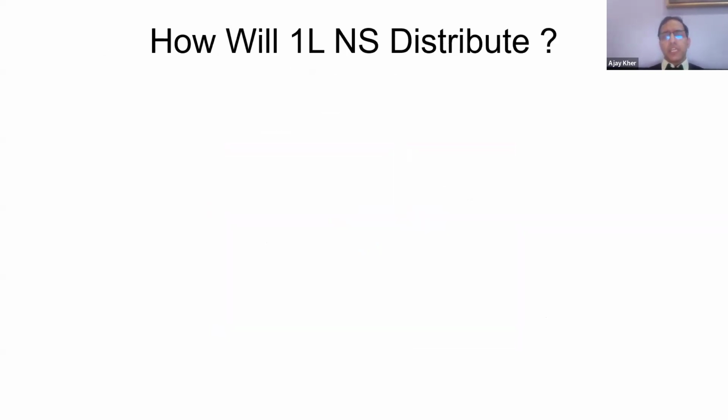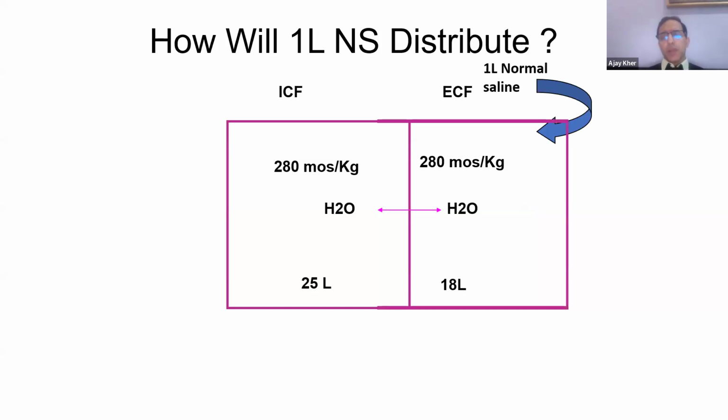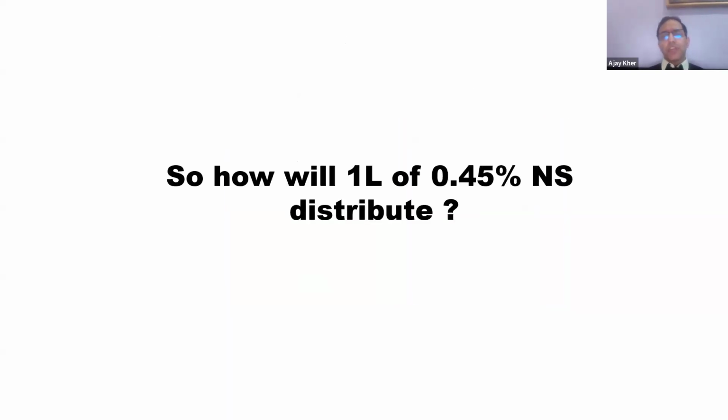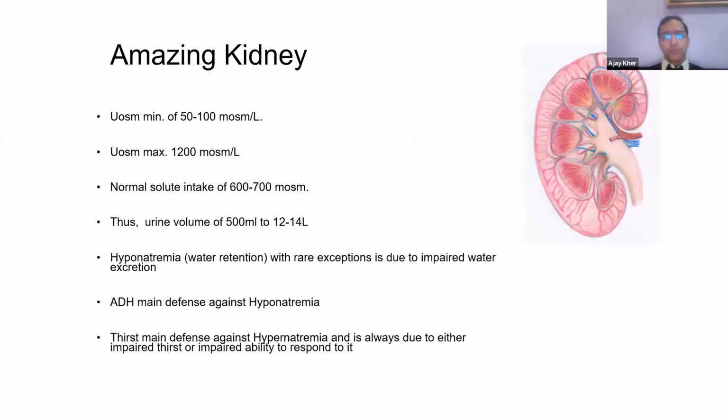Now if we give normal saline, this has salt in it, or sodium in it. So the sodium will restrict itself to the extracellular fluid, and so the expansion will be in the extracellular fluid compartment only. If we give half normal saline, we have to treat it as 500 ml of normal saline and 500 ml of D5. And so that's how it will distribute. That's a good way of thinking about half normal saline.